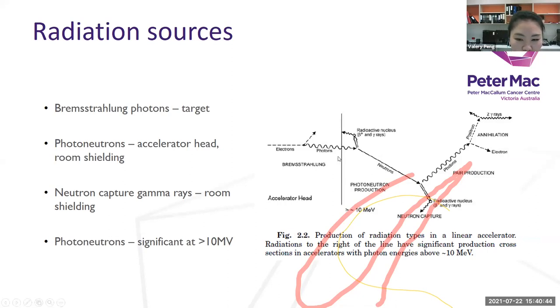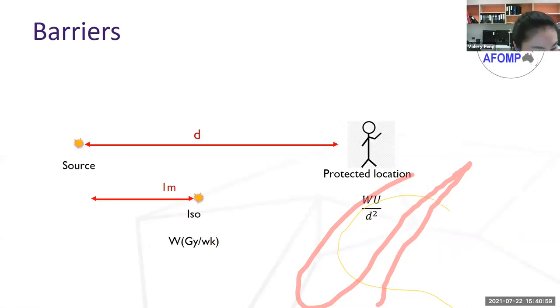And these neutrons are a bit complicated because they can go on to give photons as well, generate capture gamma rays. So it's not just neutrons, it's neutrons generating photons as well. So for shielding calcs, we have the workload as defined before. The workload is defined at 1 meter from the target. For most LINACs, this is conveniently 1 meter at the ISO center. So the dose to the area that you want to shield is simply workload divided by the distance squared.